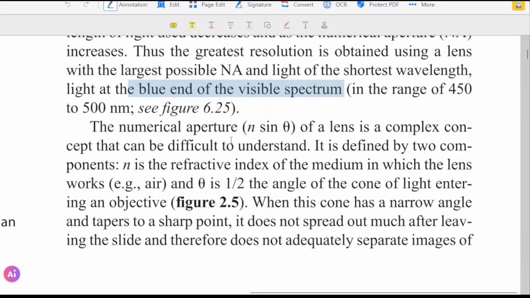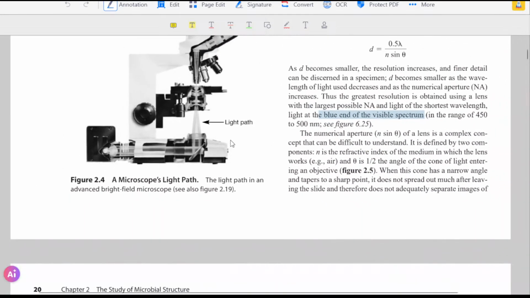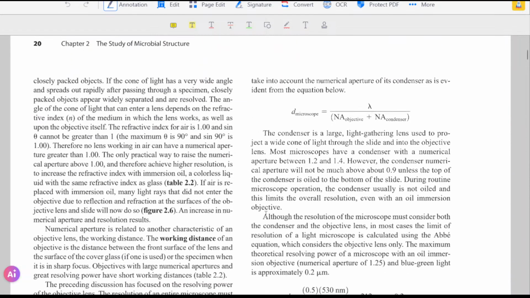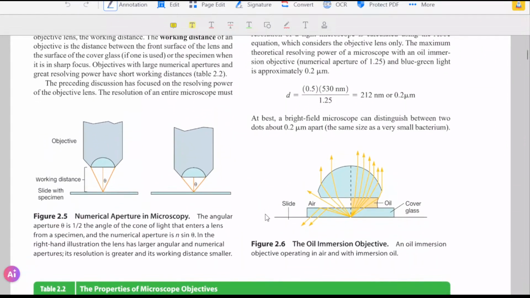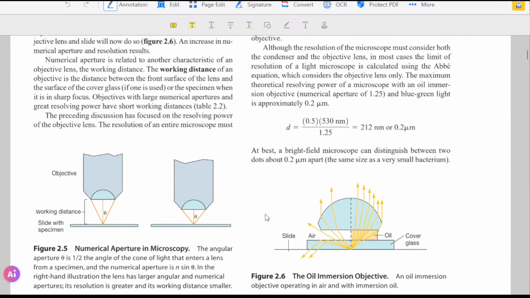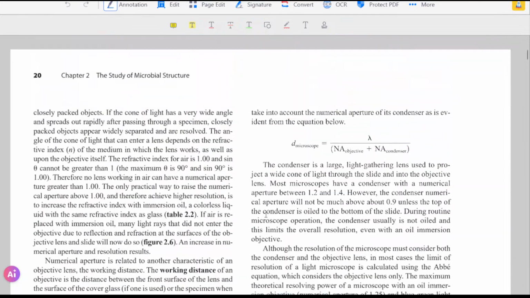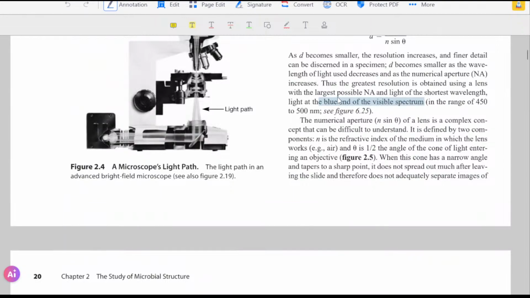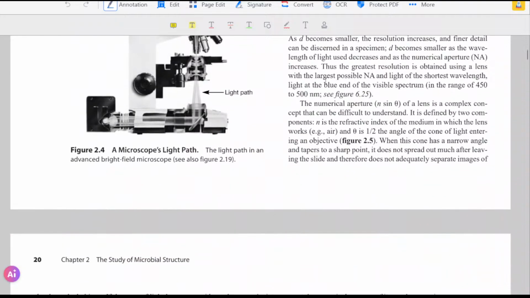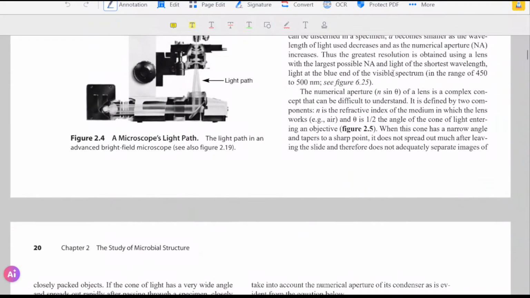See figure 6.25? Do I know what 6.25 is? Where is it? Figure 6.25. Where is 6.25? Whatever, I'm not looking at 6.25. Oh, this is talking about what? Chapter 6 or something? I'm not going there. We are going to Google for this.